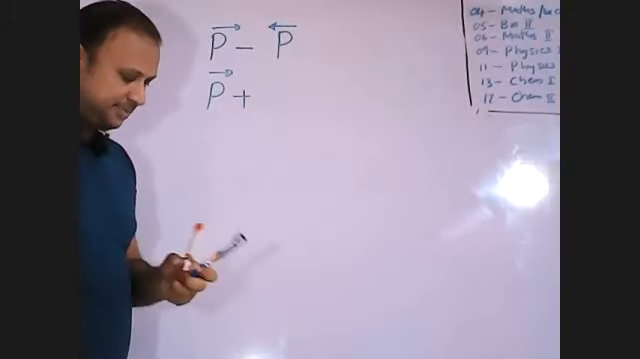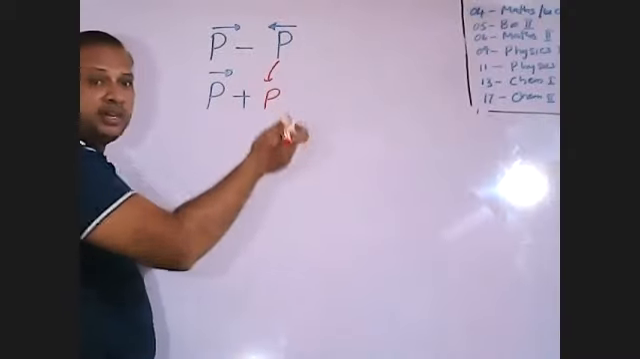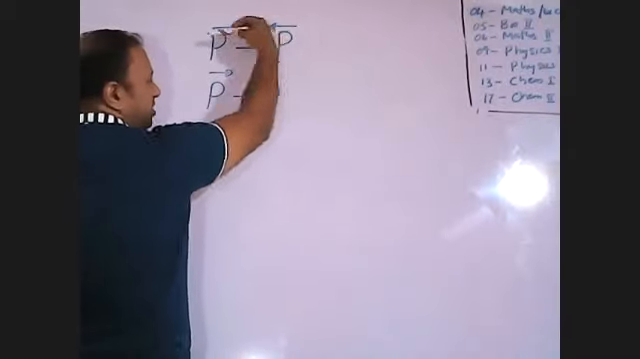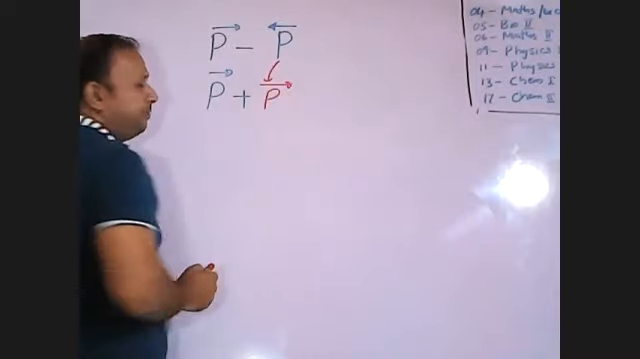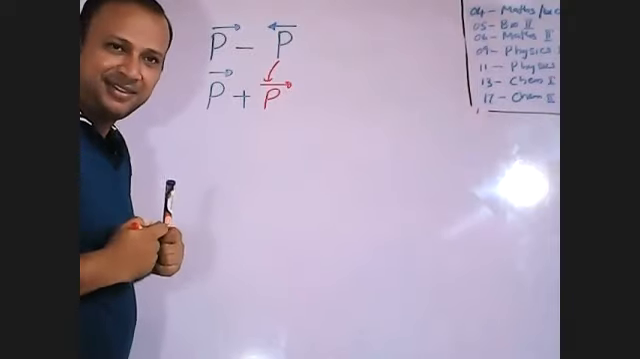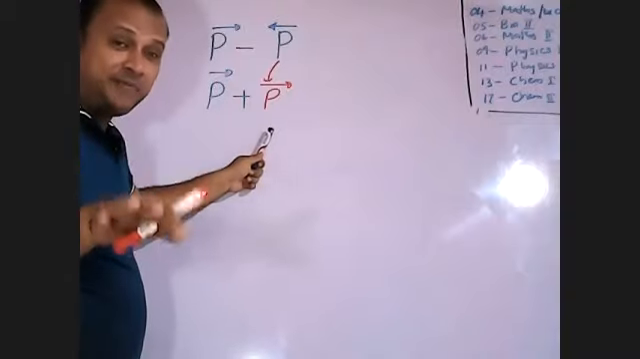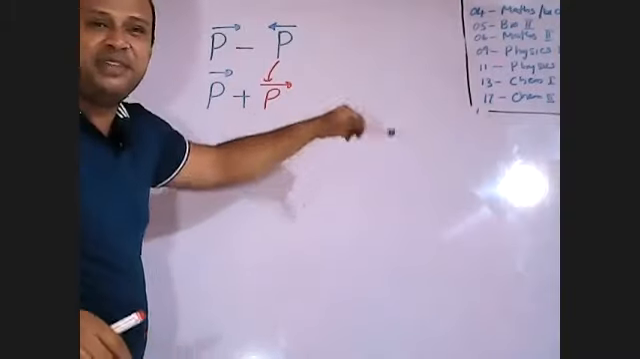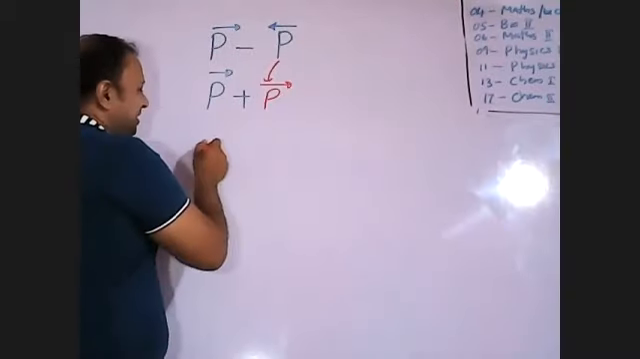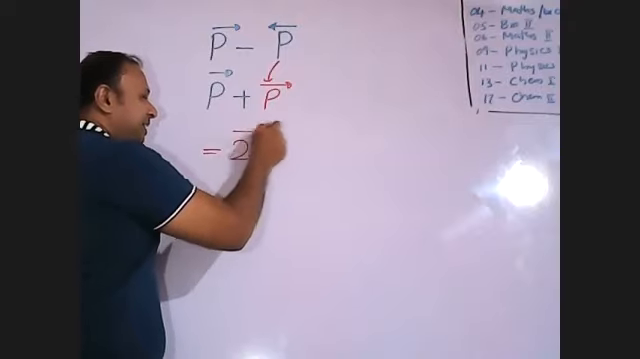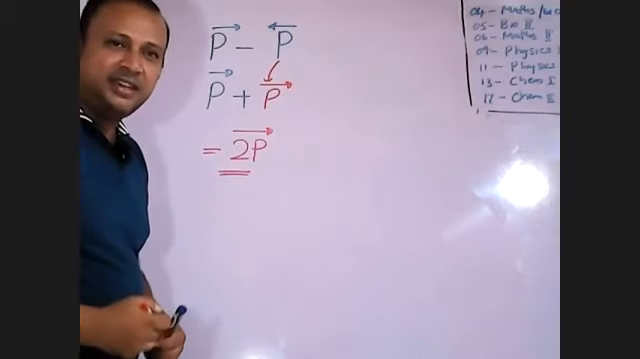Negative vector, so the direction has to be reversed. The initial direction is in this way, so if I reverse that, it should be in that way. Then what happened? Now there are two vectors of equal magnitude and the same direction. So the answer is 2p in this way. Did you get my point?